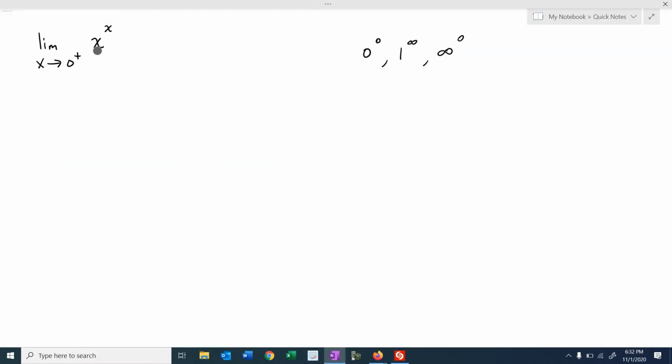So we want to find this limit, the limit of x raised to the x power as x approaches 0 from the positive side. By the way, this is called a tower function. Anytime you have a function raised to another function like this, that's called a tower function. And this is probably the simplest tower function that you could possibly have. This function is simply x, and the power is also just x.